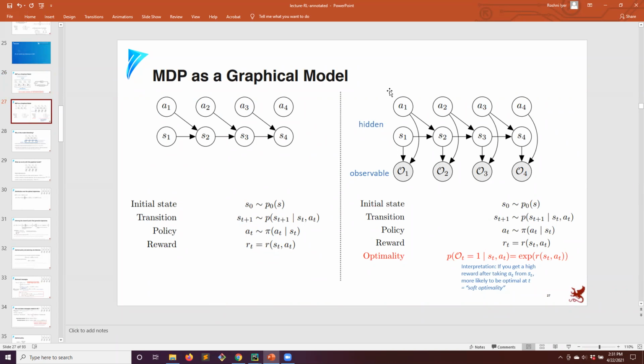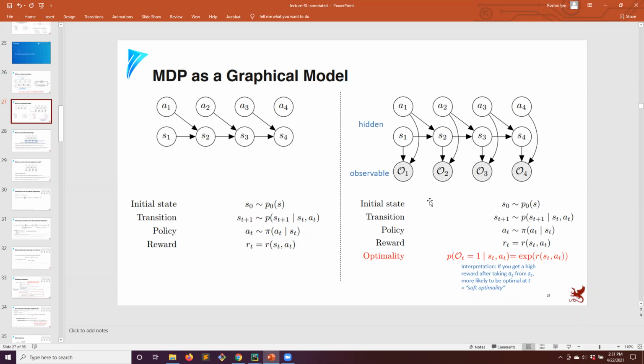Okay. So what we will do is we just looked at this MDP, and in addition, we are going to introduce this idea of a hidden Markov model, where we will also introduce some additional variables, which are referred to as optimality variables in the lectures. These are actually observed, and they have a direct relationship to the reward. The remaining variables, the actions and the states, are hidden variables.